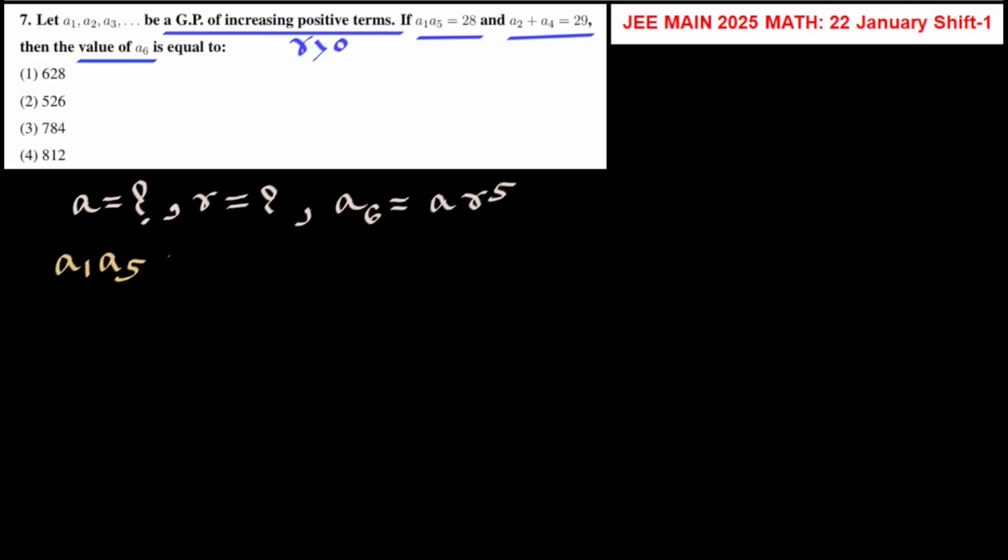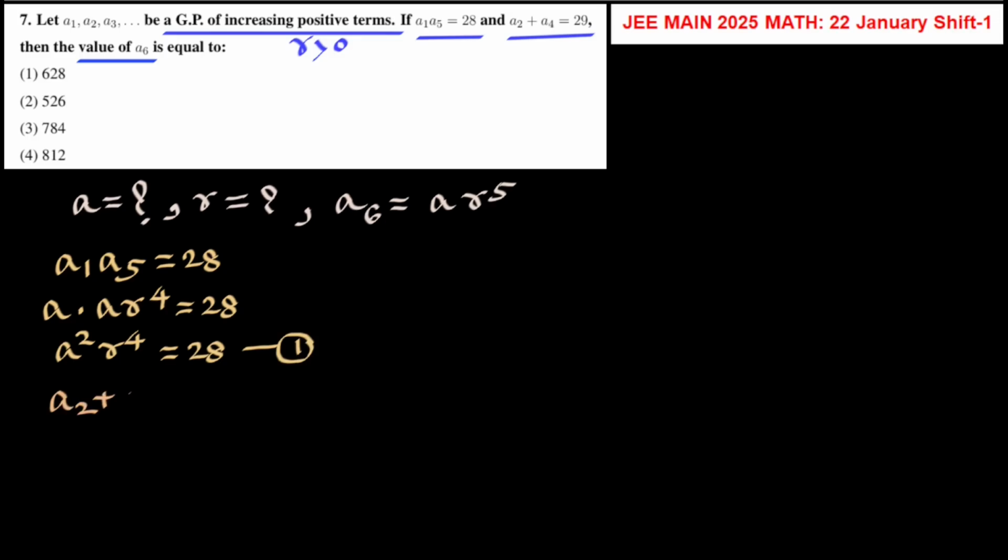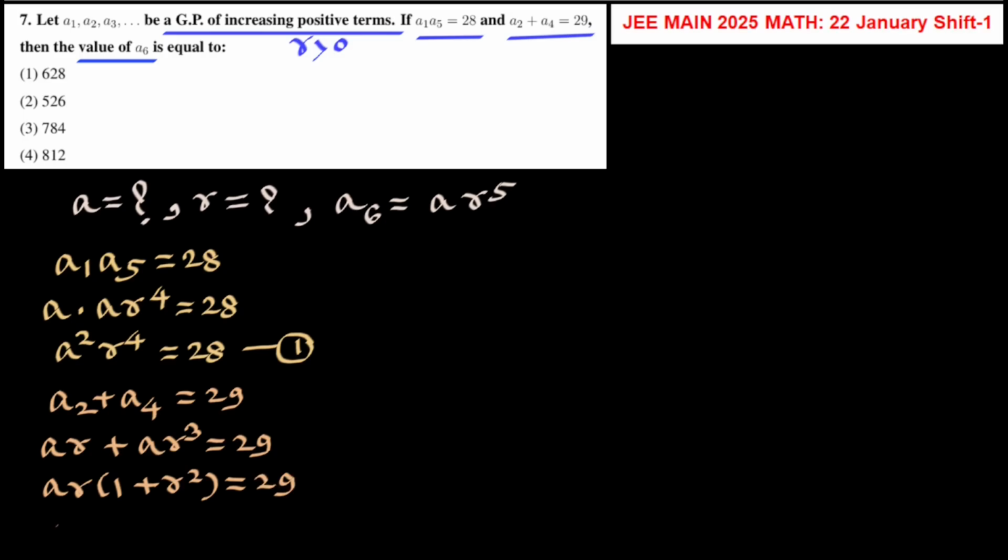Now a1 a5 is 28, which means a into a r raised to 4 is 28. a square r raised to 4 is 28. We name this 1. Next, a2 plus a4 is 29. a r plus a r cube equals 29. a r into (1 plus r square) is 29. Squaring, we get a square r square into (1 plus r square) whole square is 29 square. We name this 2.